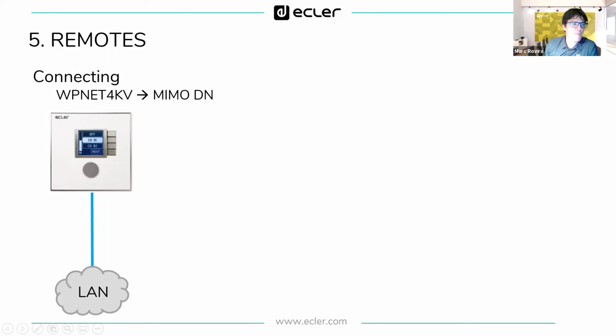So here we have another example, for connecting a 4kV, this remote that is connected to the network, to a MIMO DN. MIMO DN from now on means 4040 CDN, 7272 DN.